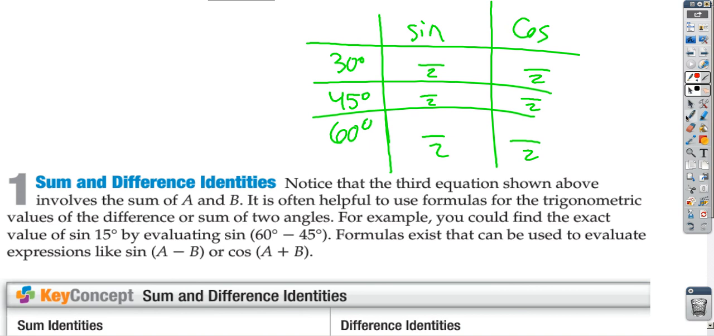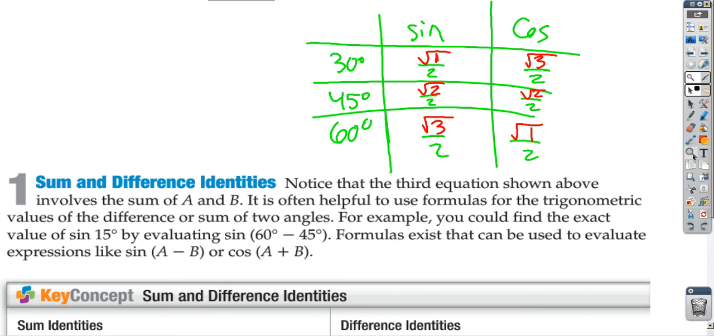Everything is going to be the square root of something over 2. And here's the only one you really need to remember. If you remember that sine of 30 is 1/2, the square root of 1 is just 1. And the sines count up, so square root 1, square root 2, square root 3, and the cosines go the opposite: square root 3, square root 2, square root 1. Okay, those should be memorized.